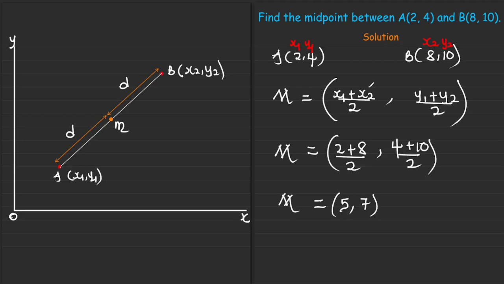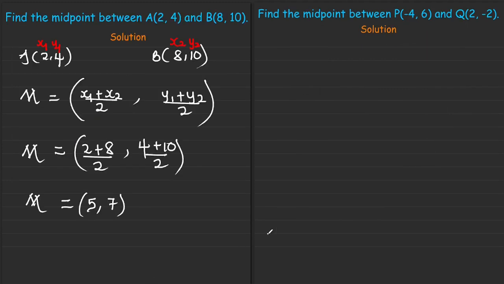Hence, we'll solve one last example and we'll end this lesson. This next question, just as we did the previous one, says we have to find the midpoint between P, having coordinates -4, 6, and Q, with coordinates 2, -2. So it's the same procedure. P has the coordinates -4 and 6, and that of Q is 2, -2. Now take note of your x1, y1, and your x2, y2.